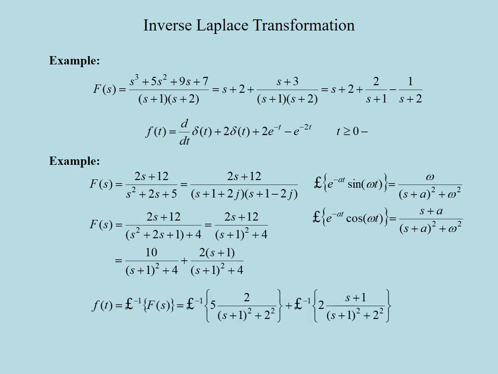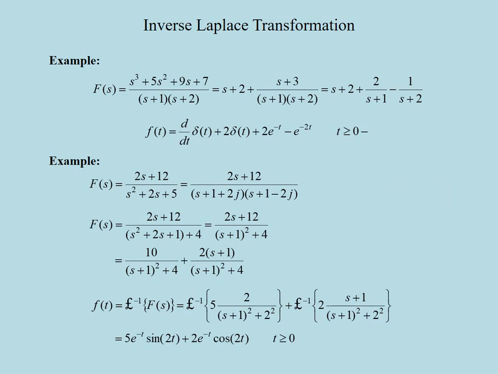So, using the linearity and the uniqueness properties of the Laplace transform, the final result is obtained as f of t equals 5e to the minus t sine of 2t plus 2e to the minus t cosine of 2t.